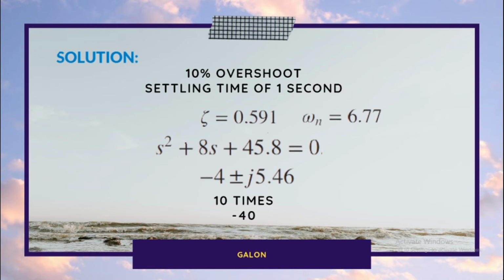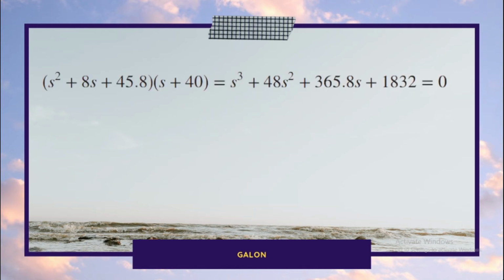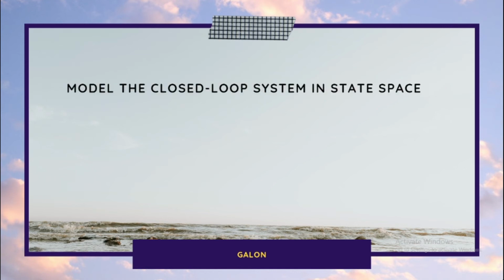Hence, the desired characteristic equation for the closed-loop system is (s² + 8s + 45.8)(s + 40) = s³ + 48s² + 365.8s + 1832 = 0. This will be our equation 1. Next, we find the actual characteristic equation of the closed-loop system. The first step is to model the closed-loop system in state space and then find its characteristic equation.